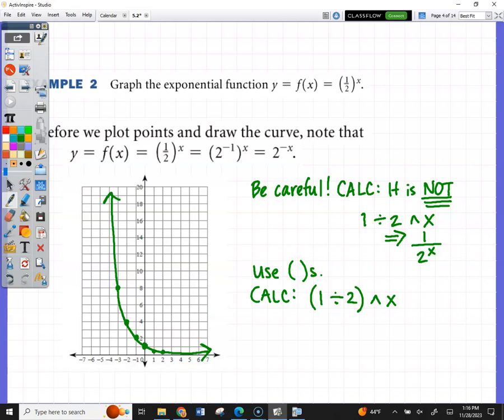Now, you're going to notice that in the middle of the paper, there's this giant note: before we plot the points and draw the graph, please note, and then you can see this thought process here. y is actually f of x. In this case, it's 1/2 to the x. What's another way to write 1/2? You could write it as 2 to the negative 1 power. What's another way to write that? Well, that would be negative 1 times x, so you end up with 2 to the negative x power.